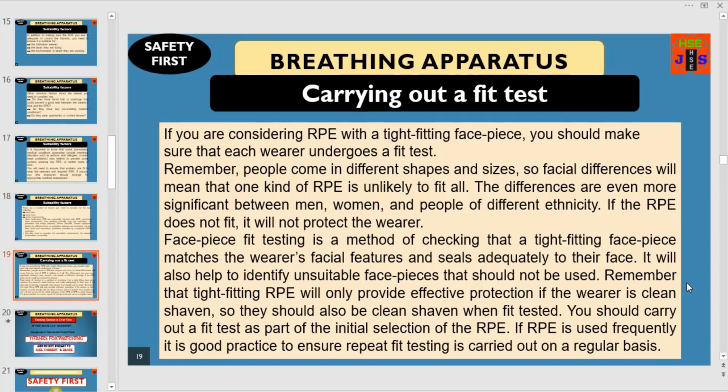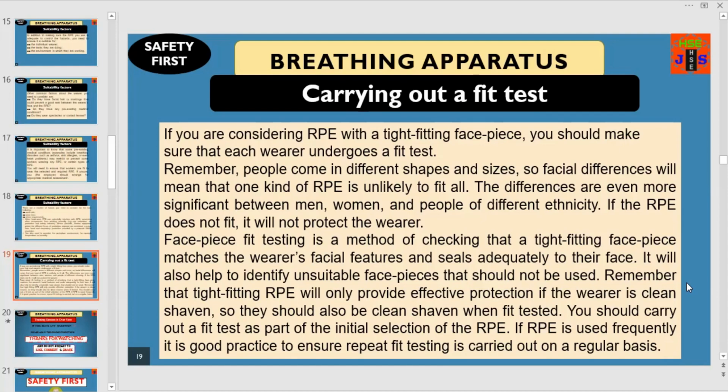Dear friends and fellows, if you are considering respiratory protective equipment or breathing apparatus with a tight fitting face piece, you should make sure that each wearer undergoes a fit test. Remember, people come in different shapes and sizes. So, facial differences will mean that one kind of respiratory protective equipment is unlikely to fit all. The differences are even more significant between men, women, and people of different ethnicity. If the respiratory protective equipment doesn't fit, it will not protect the wearer.